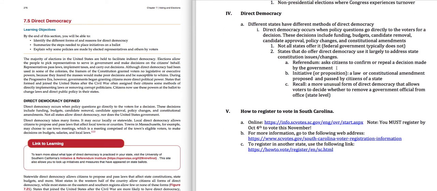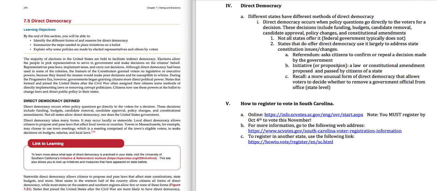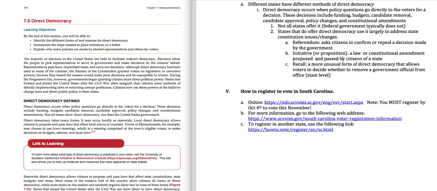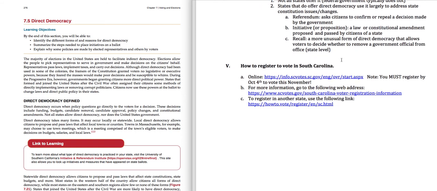They can come in 3 forms. The first is a referendum that asks citizens to confirm or repeal a decision made by the government. Typically, it's like, hey, can we raise your taxes? I'm like, no. But everybody seems to like to vote for that. It's like you guys like paying more in taxes. I don't understand that as an economist.